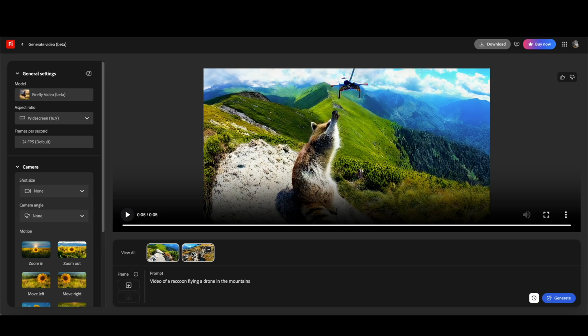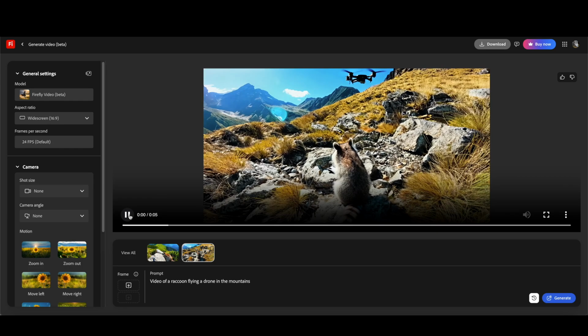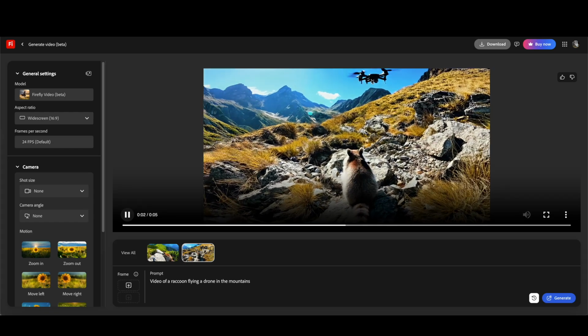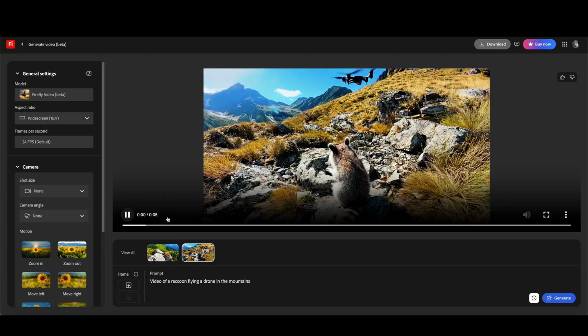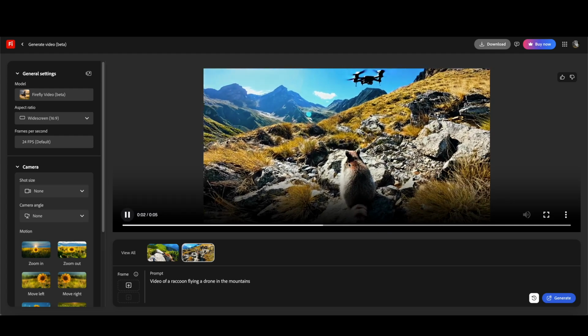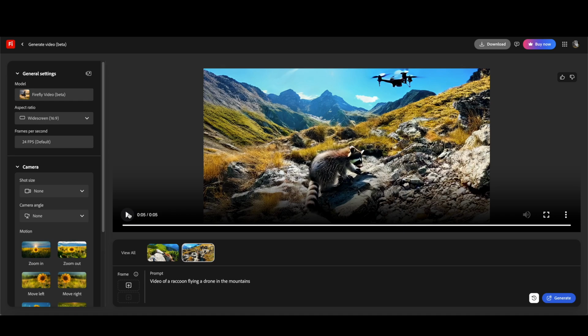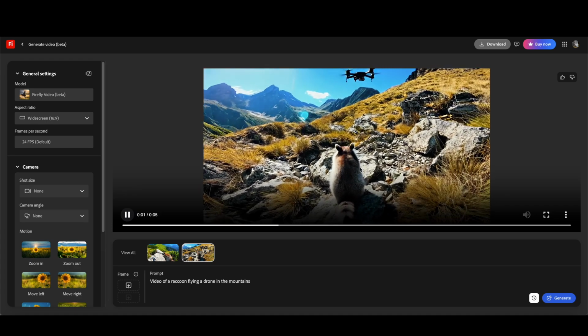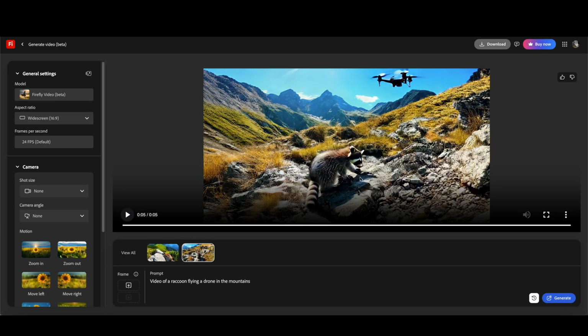So I ran this same prompt again, and this is what I got with the second Adobe Firefly AI video generation. You can see here, that's a convincing drone, but looking at the raccoon, it's not obvious that he's using a controller. One could assume that he's using a controller, but then the camera flips and you can see there's no controller in his hands.